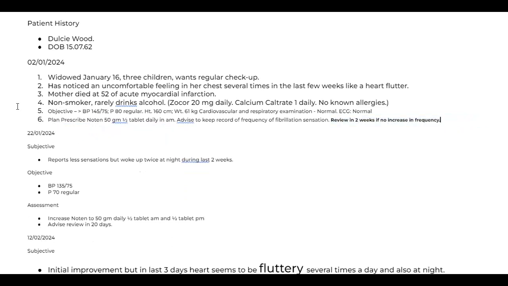So this first paragraph will be like, widowed, 3 children, wants regular checkup. This is the social part. Do we need the social part for a surgeon? She is a widow. She has 3 children. No, only this one was there. We don't have to write that one. So this is the second paragraph. So Miss Woods presented on, what was the date? On 2nd January.